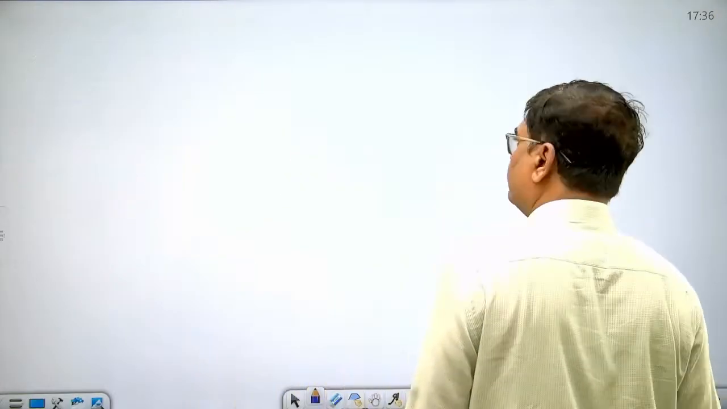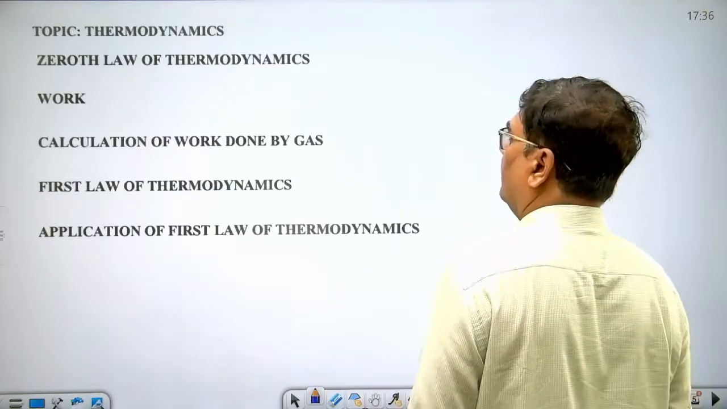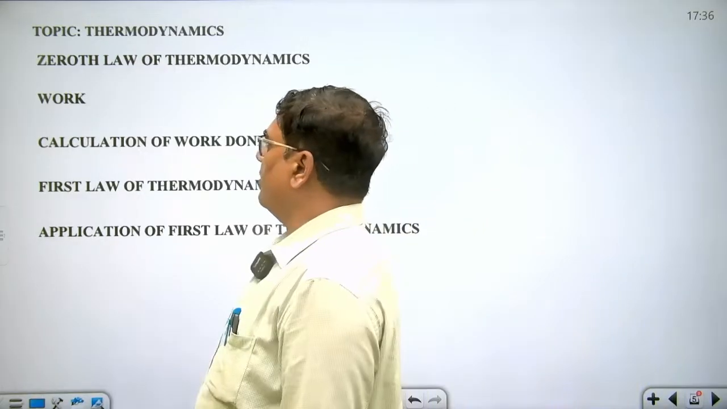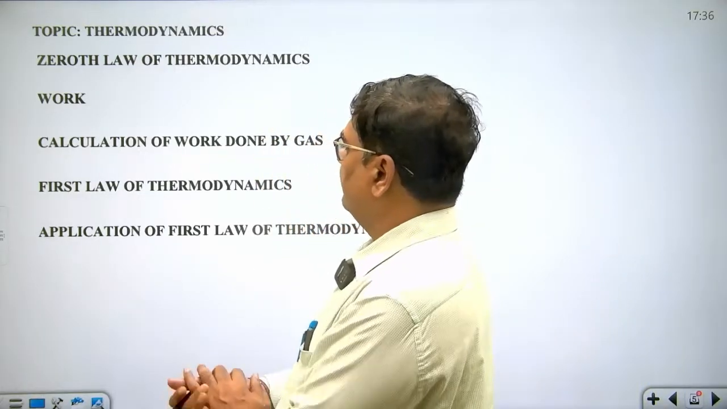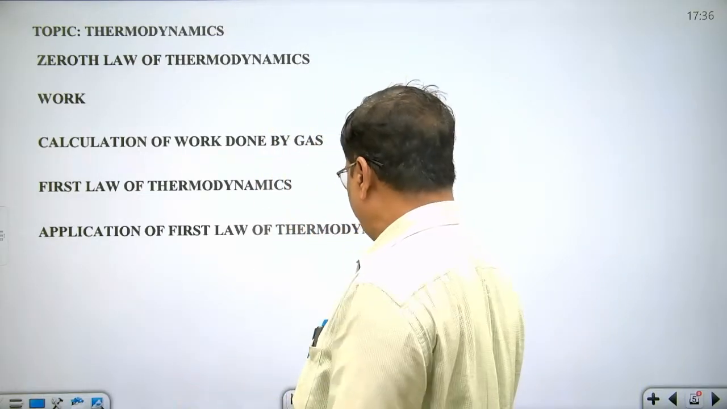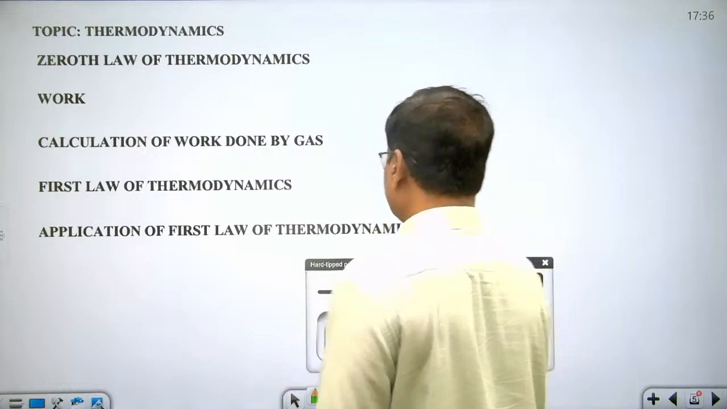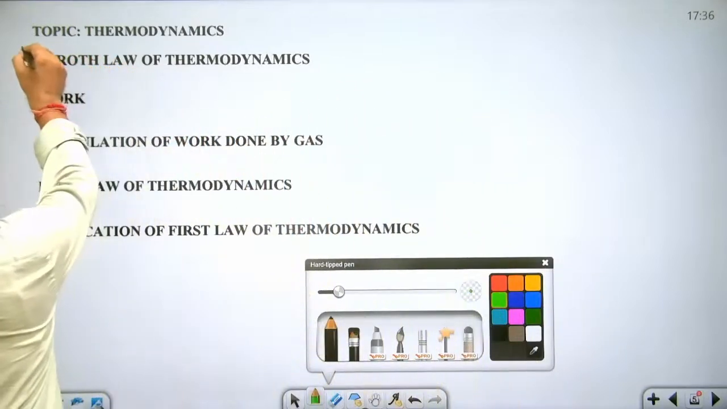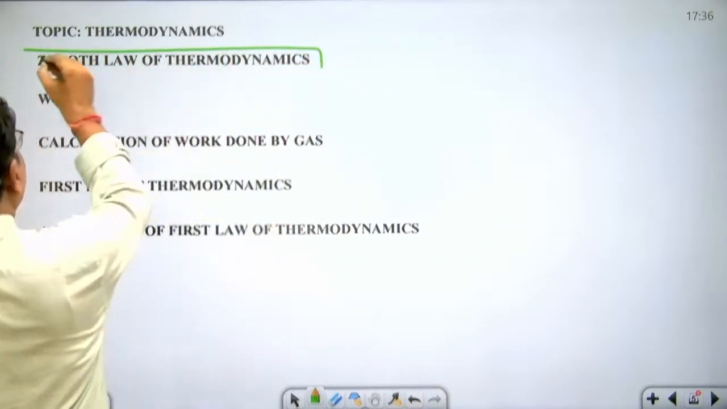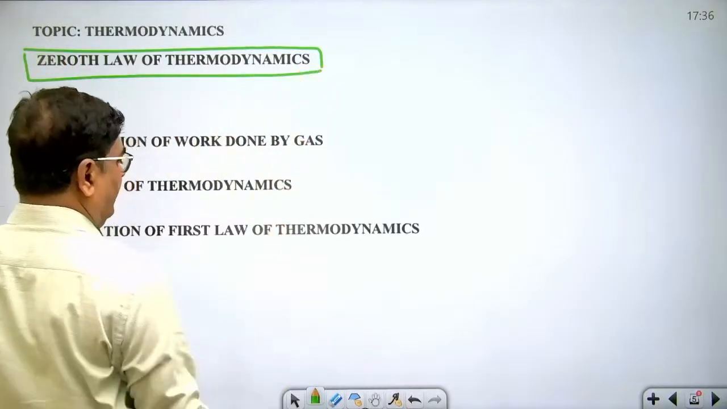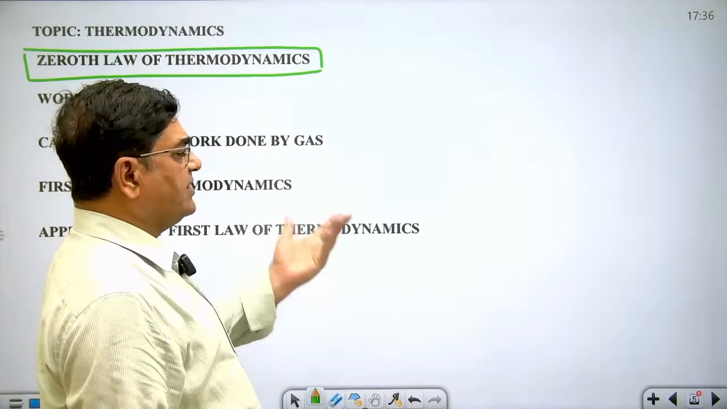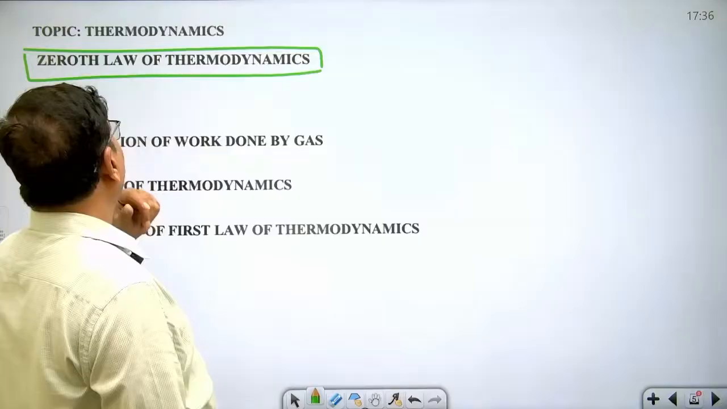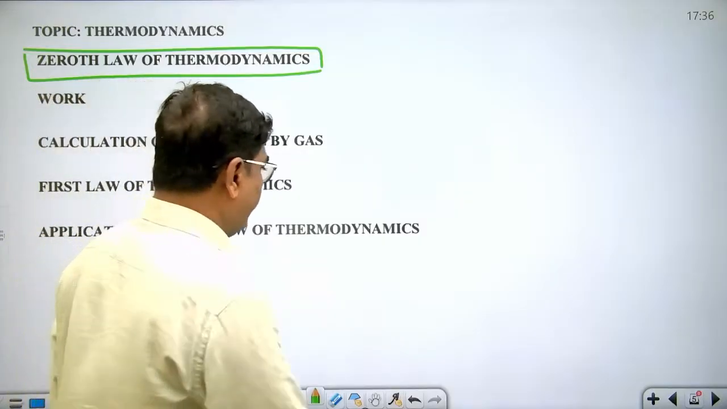So dear students, let's see about the zeroth law of thermodynamics, the first law of thermodynamics, work done and application of the first law. The zeroth law of thermodynamics defines the temperature, and various temperature measuring scales are prepared on it. And what is the zeroth law of thermodynamics? Let's see here.